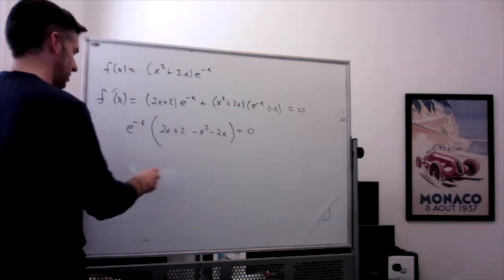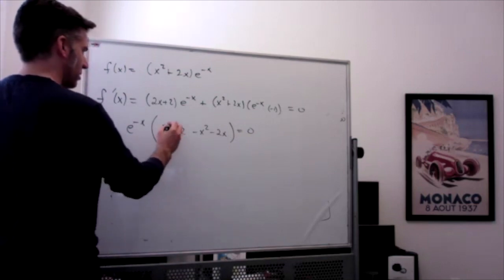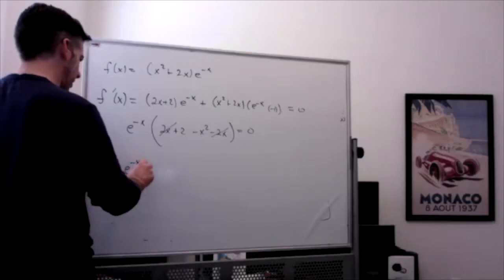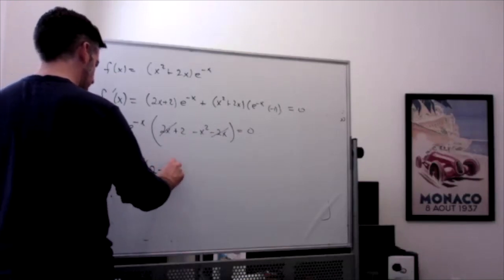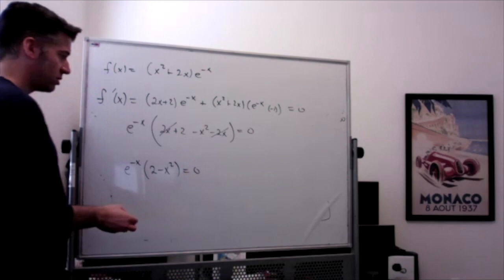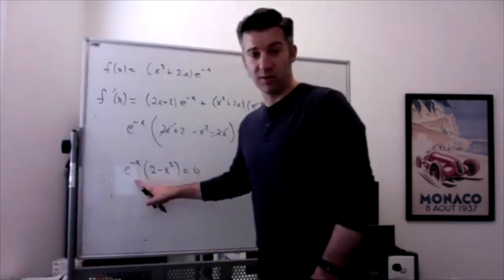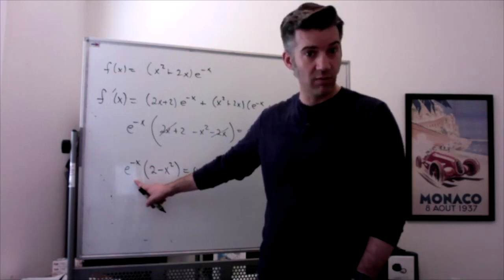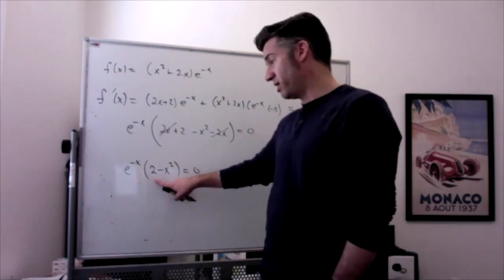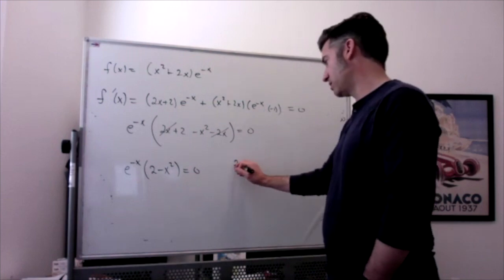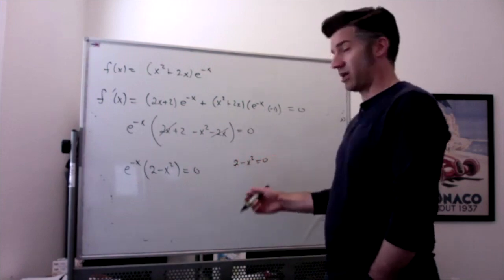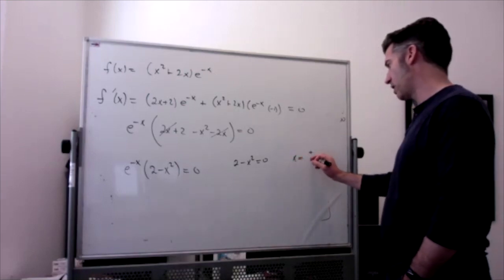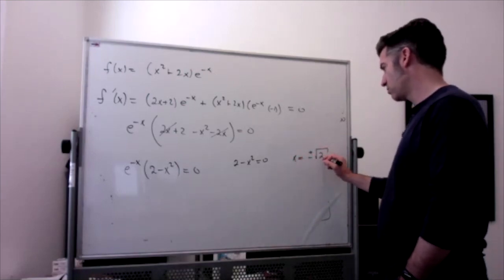Let's simplify the insides here. Oh, that's actually pretty easy. The 2x and the negative 2x cancel out. So I'm left with e to the negative x times 2 minus x squared. So either e to the negative x equals 0. Wait, that never happens. E to anything is never 0. It's always positive. Or this equals 0. If I set 2 minus x squared equal to 0, I'm going to get two different critical values: x equal to positive root 2 and negative root 2.